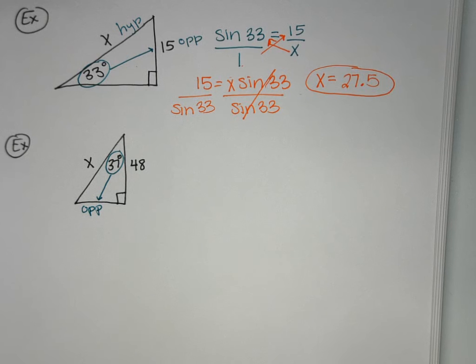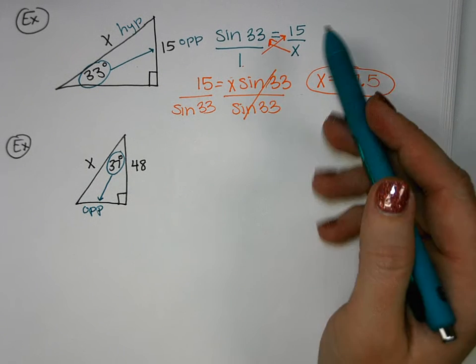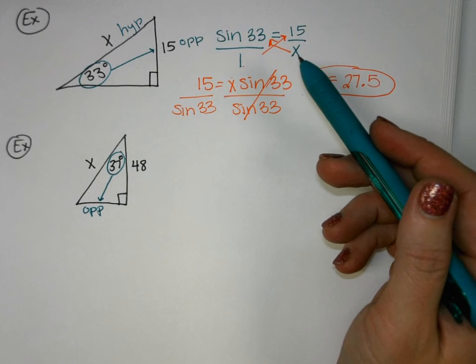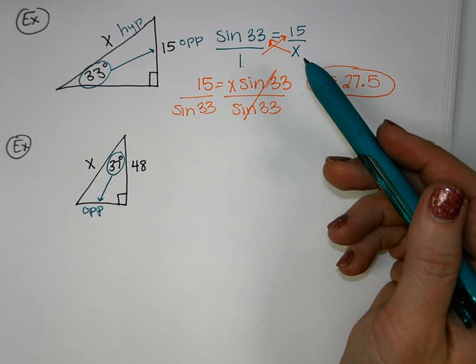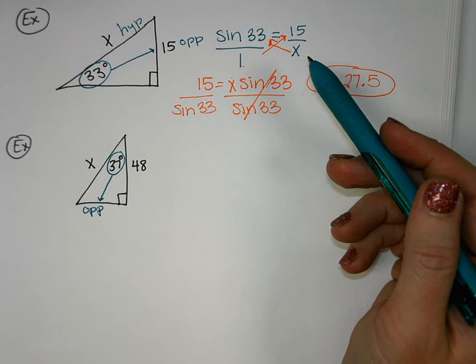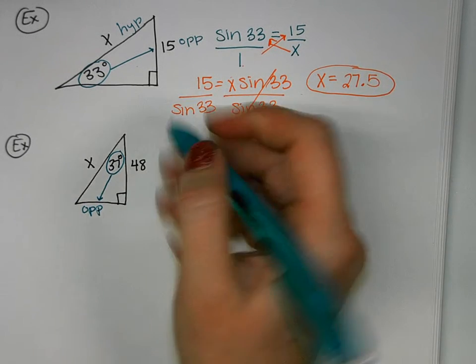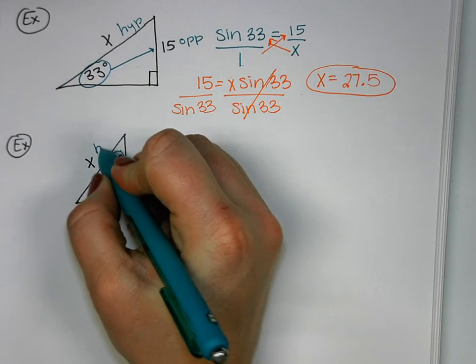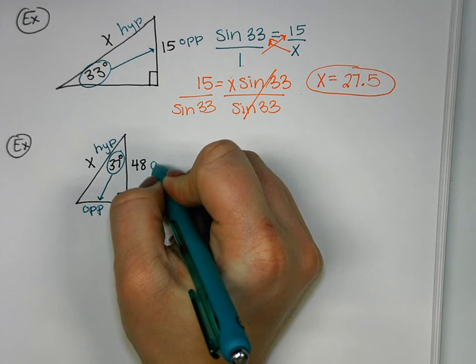Cosine. Wait. Sine. It eliminates sine, because for sine we need to know the opposite. What else needs to know the opposite? Tangent. So if it can't be sine and it can't be tangent, what's left? Cosine. It's cosine. So our hypotenuse is x and our adjacent side is 48.